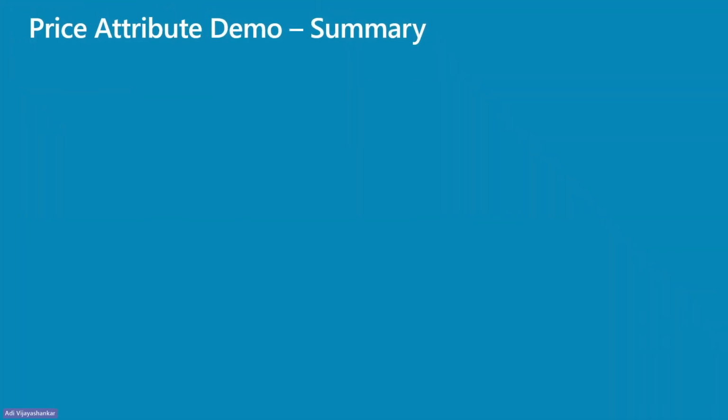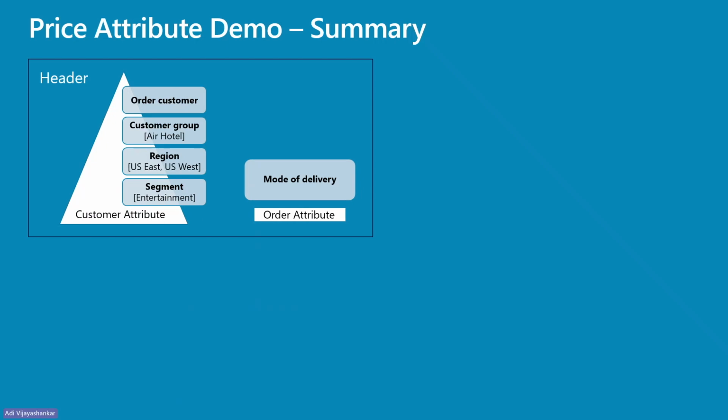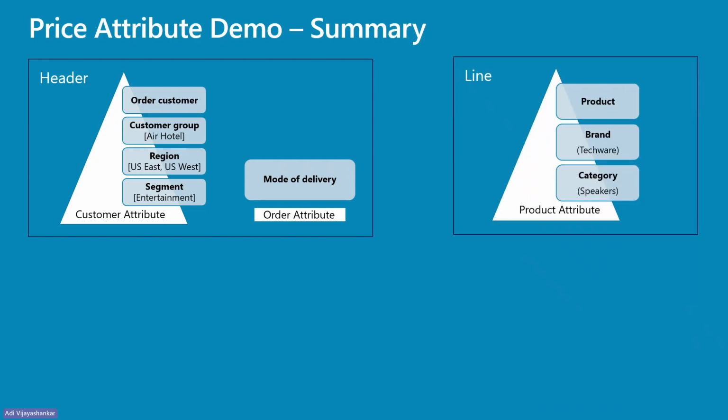So what was done in the price attribute demo? First, Contoso decided what attributes they'll be using. What are the attributes in the header that Contoso would like to use in pricing strategy? This can be customer attribute and order attribute, followed by what are the attributes in the line that Contoso would like to use in the pricing strategy. In our scenario, it is product attribute only, but we can also have a transaction attribute at a line level.